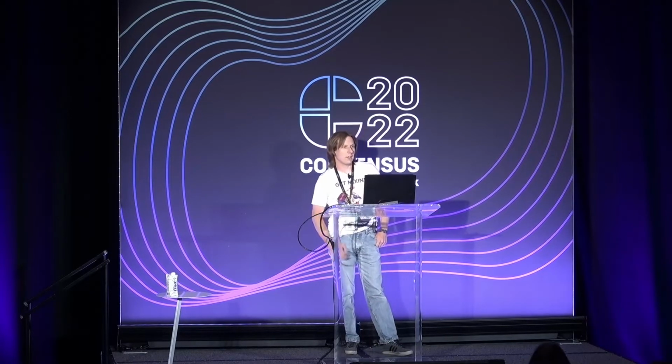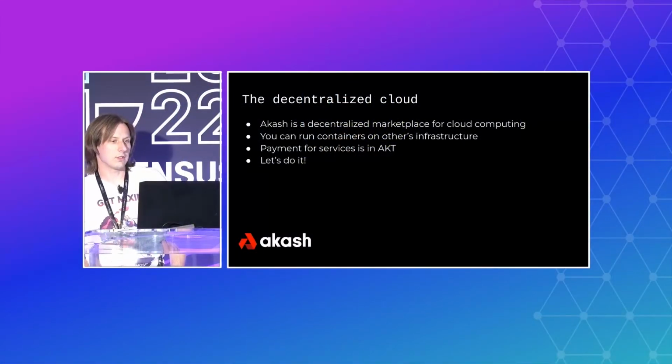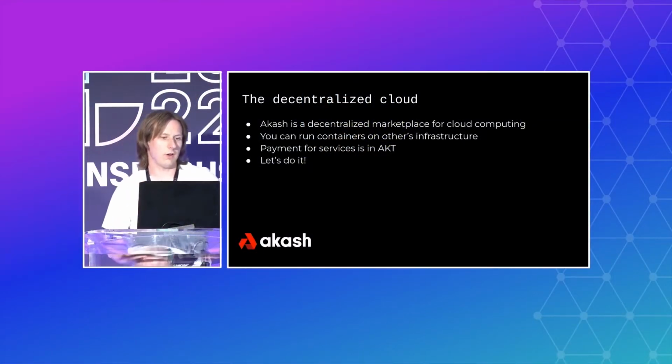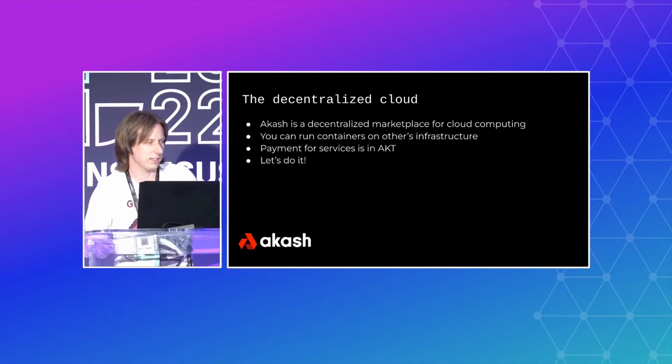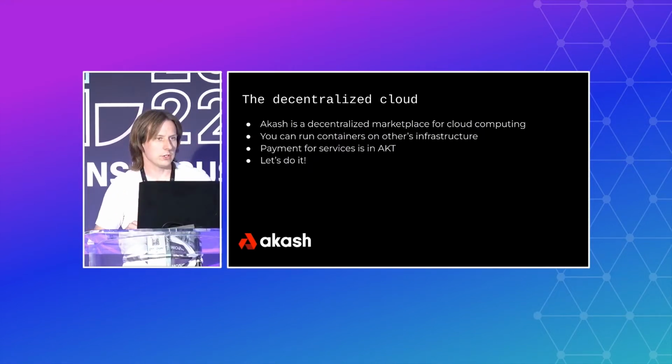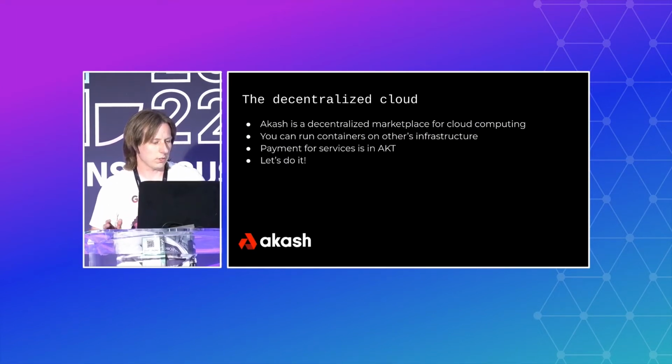Decentralized cloud. Akash is a decentralized cloud marketplace for cloud computing. You can run containers on other people's infrastructure, and all the payment for services is done in AKT. So today what I'm going to do is show you how easy it is to actually deploy software onto Akash Network, onto the platform we've built.